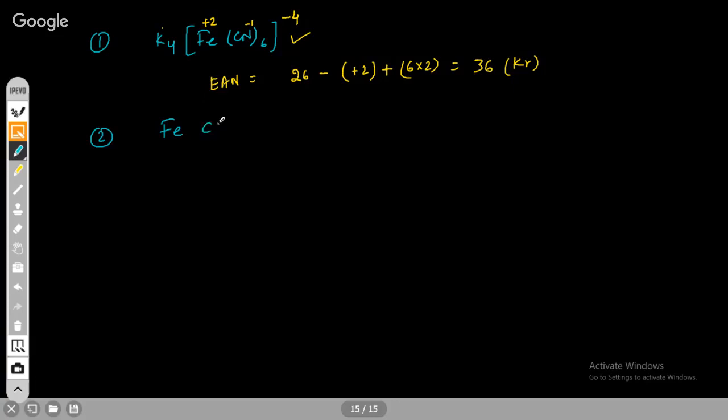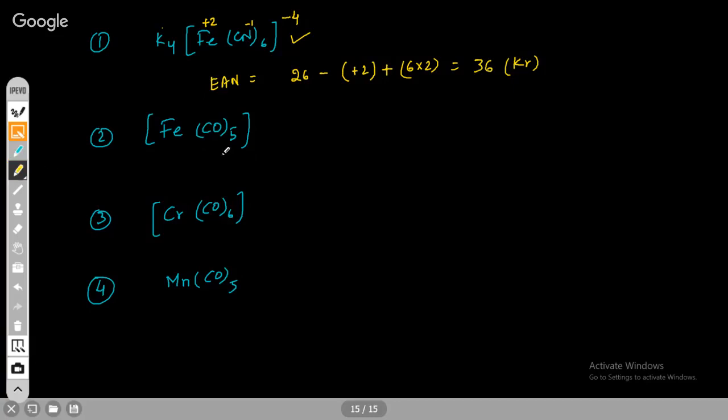Fe(CO)5. Tell me the effective atomic number, EAN, for this Fe(CO)5. Third one, Cr(CO)6. Effective atomic number. What is the value you are getting? Mn(CO)5. Here, what is the number you are getting? Effective atomic number. See, CO, carbonyl group, is a neutral ligand, 0. Right? So oxidation state of the metal is also 0.